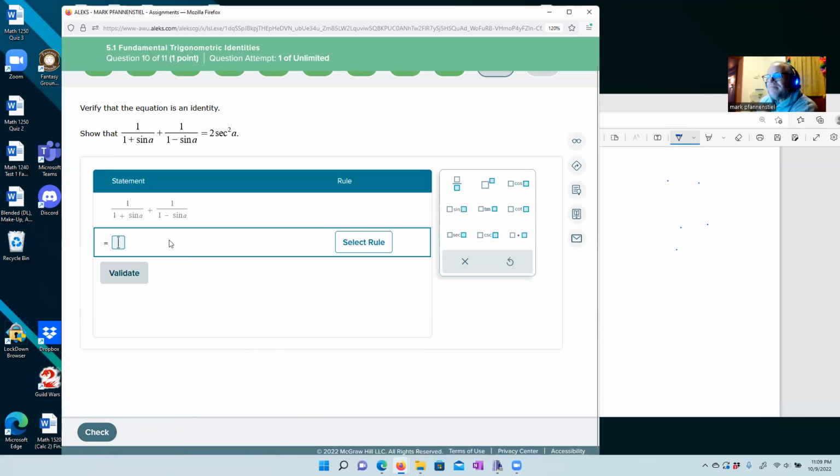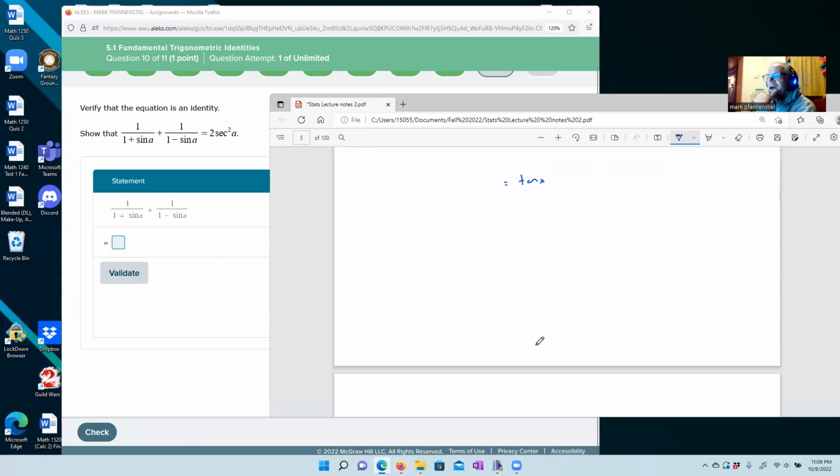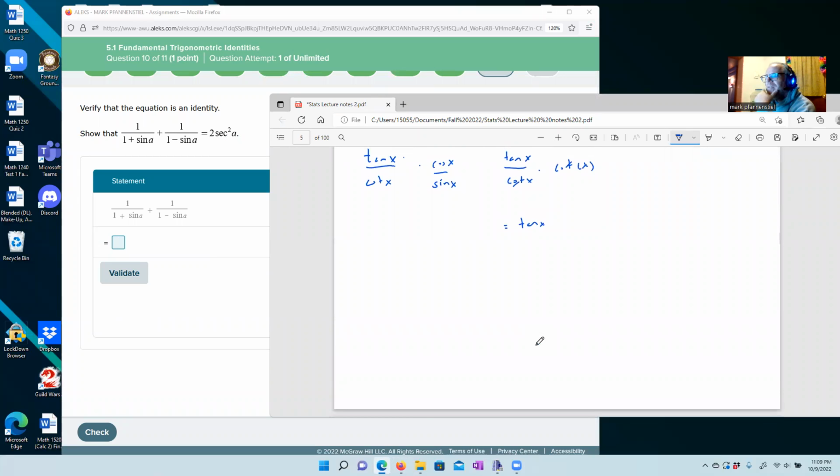So here we have show that 1 over 1 plus sine A plus 1 over 1 minus sine A is equal to 2 secant squared A. Okay, well, let's see here. We have two fractions. When you have two fractions, I'd kind of like to think that getting a common denominator might be the way to go here. Okay, so we've got 1 over 1 plus sine A, I might even call that an alpha, plus 1 over 1 minus sine A.